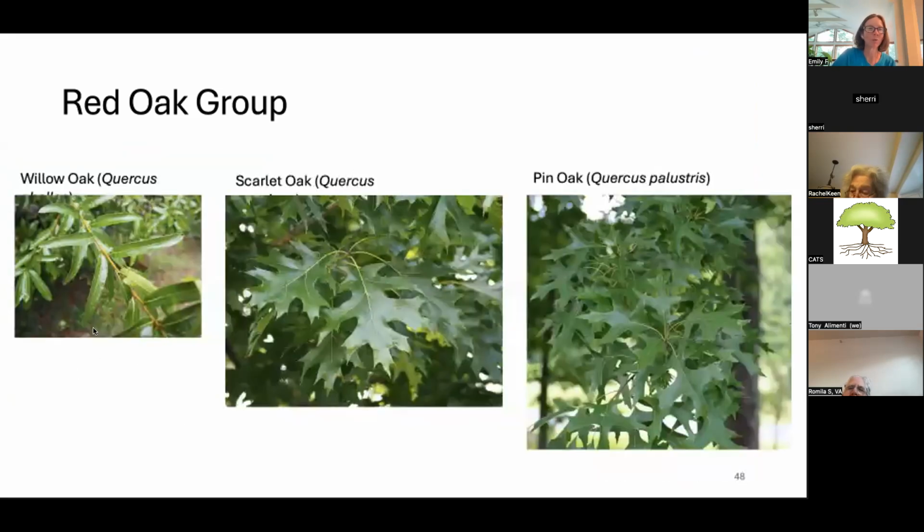And then one more red oak group, we have the willow oaks. Oh, and that picture snuck up a little too high. We have the scarlet oak, and then we have the pin oak.